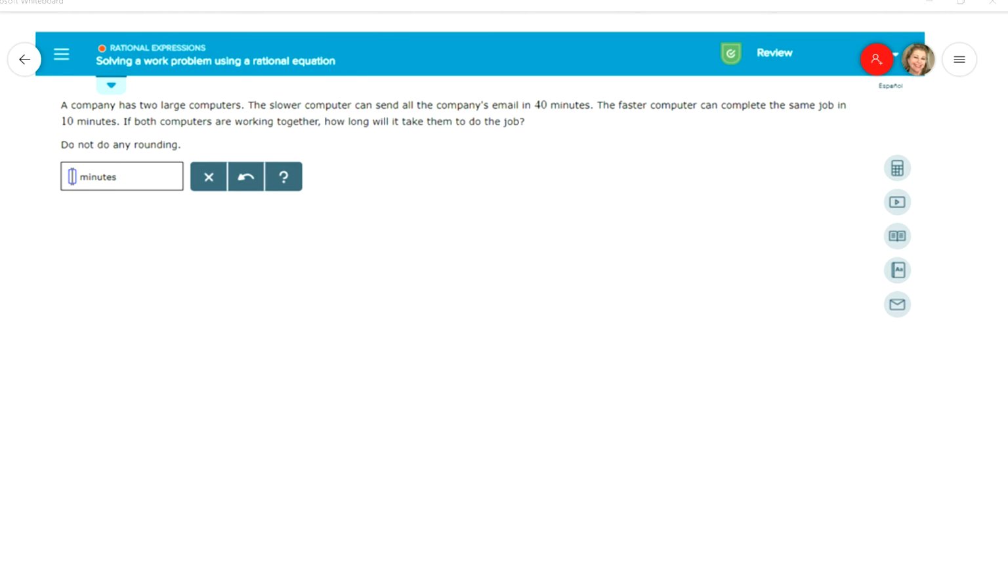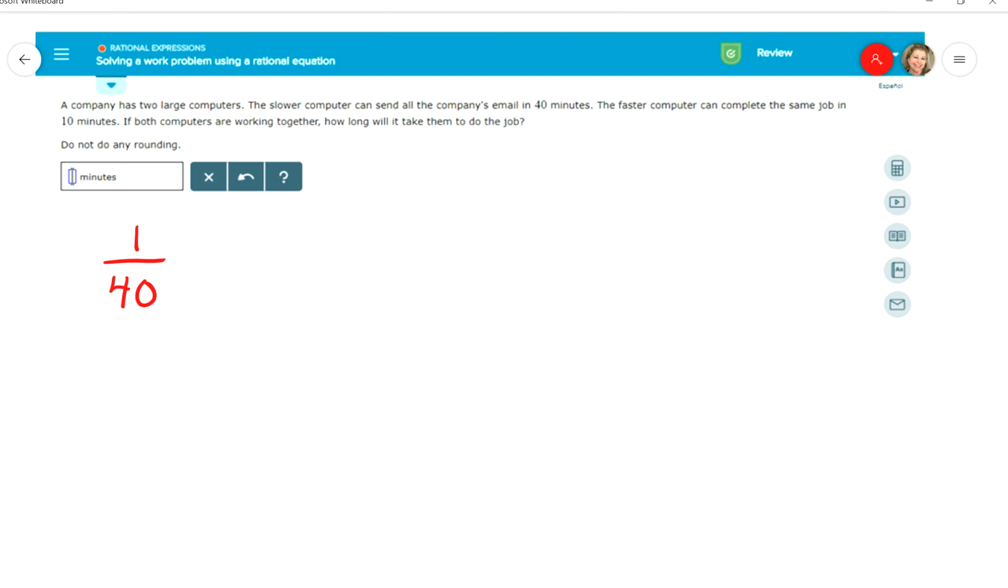If it takes them 40 minutes to do the entire job, then in 1 minute they can complete 1/40th of the job. And that's their rate of work. They can do the whole job in 40 minutes, or you can look at it as in 1 minute they'll get 1/40th of the job done.